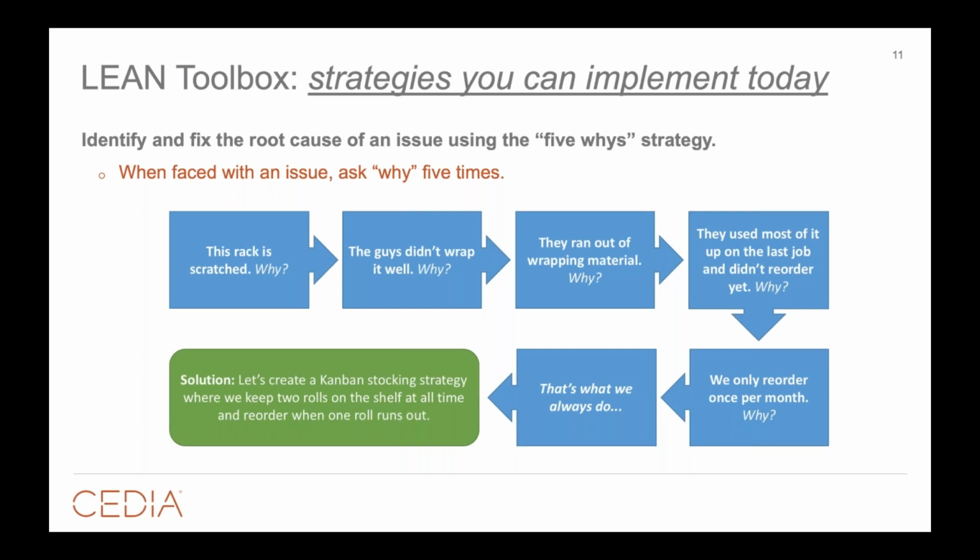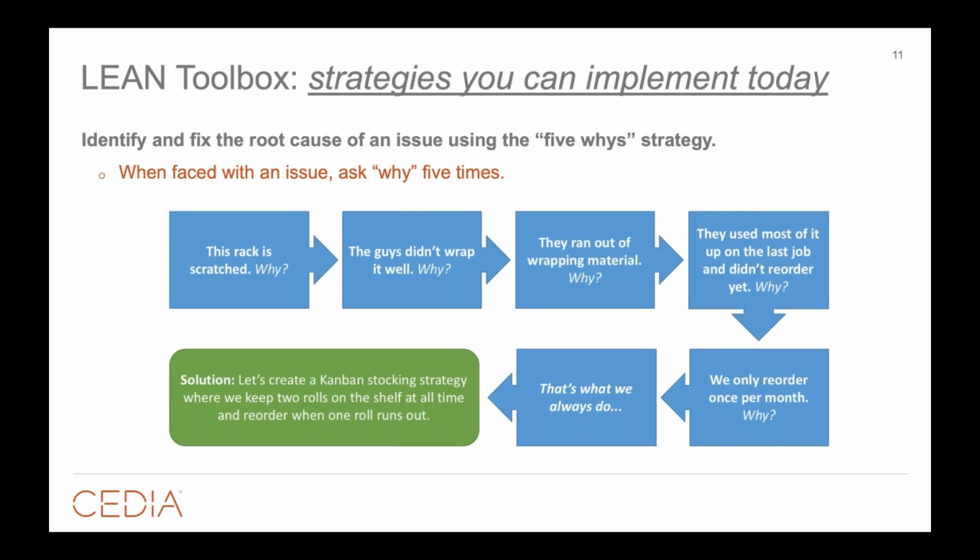Rack got scratched. Ask why. First question, why? Well, the guys didn't wrap it properly. Well, why didn't they? Well, they ran out of material to do that. Okay? So we may be thinking they cut corners, but they didn't have any material to wrap that rack up. Why didn't they? Well, because they used it on the previous job and we didn't reorder any more yet.